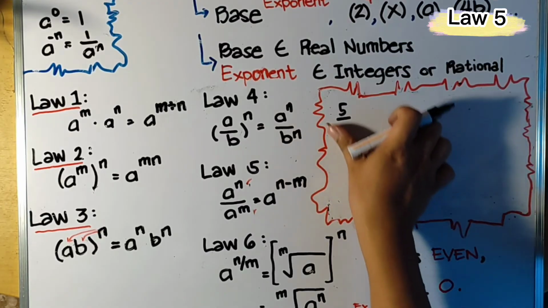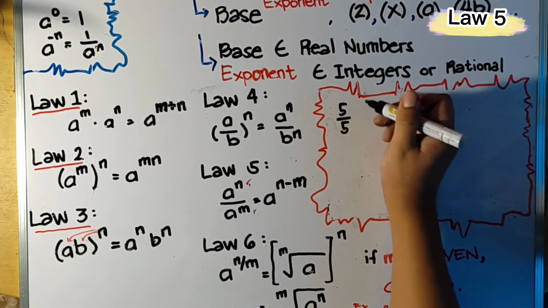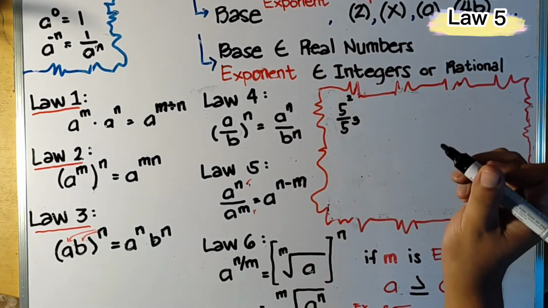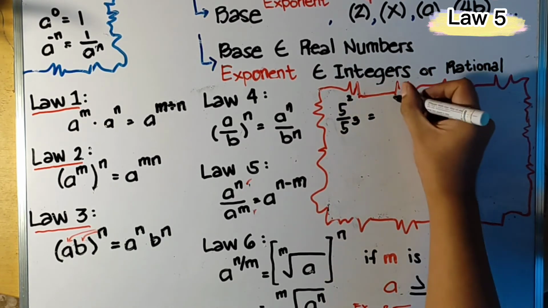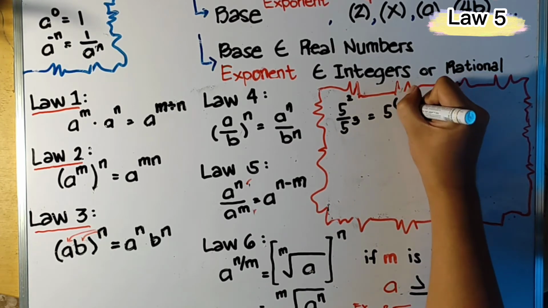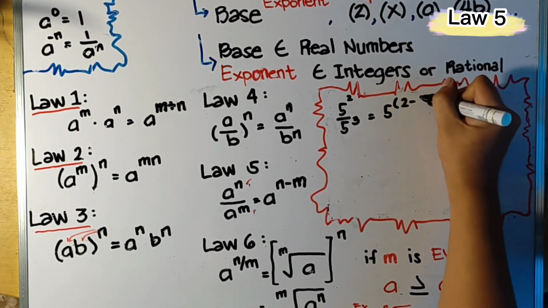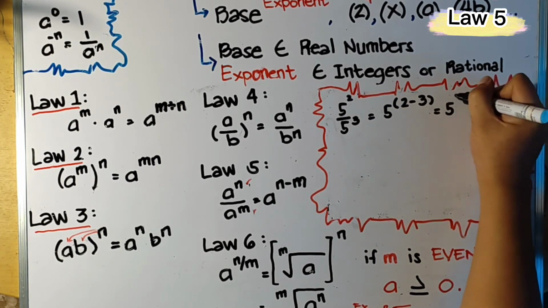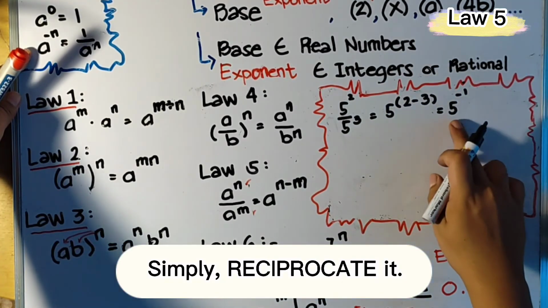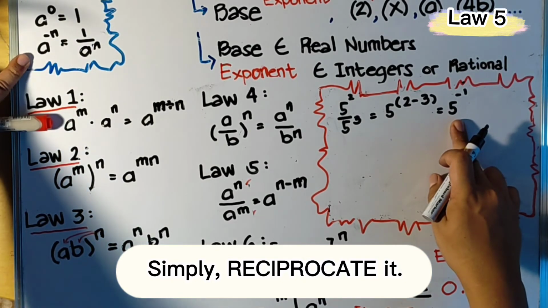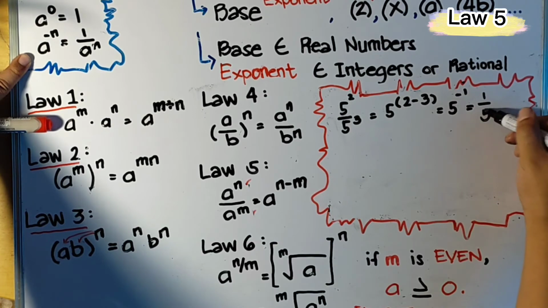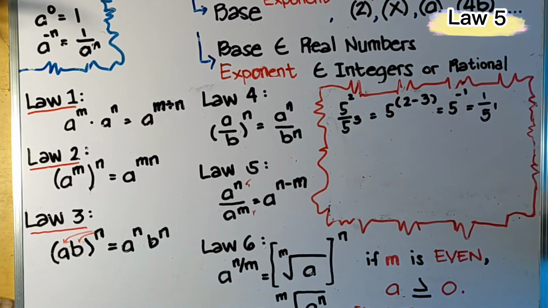Say, for example, 5 over 5. Ito naka-squared. Siya naka-cube. Okay, ang lalabas, magiging 5 to 2 minus 3, magiging 5 raised to negative 1, which is, pag isang number raised to a negative, okay, magiging 1 over 5 raised to 1. Okay, connect.